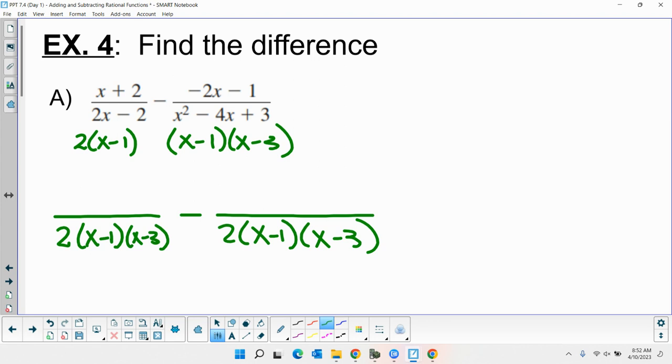I usually say, what's different? I see a 2 and an x plus 1. What's different? The x minus 3, right? So I multiply x plus 2 times that x minus 3. What's different from this original to the new one? Multiplied by what? The 2. So I multiply that original by 2. Questions?